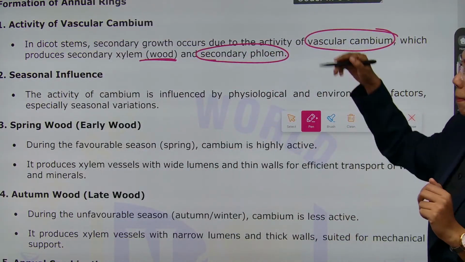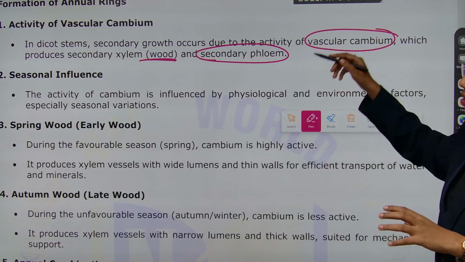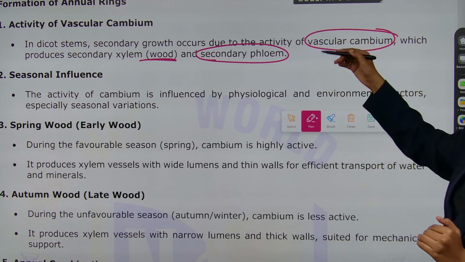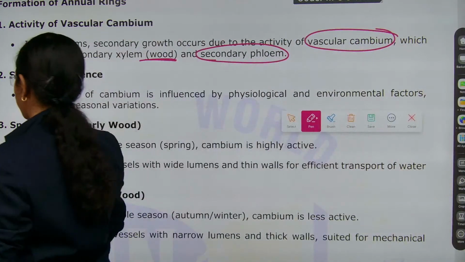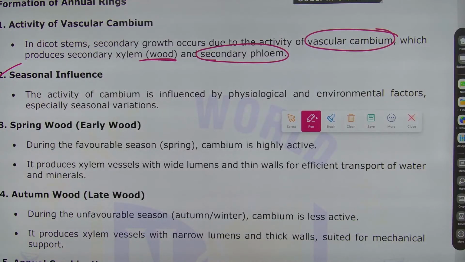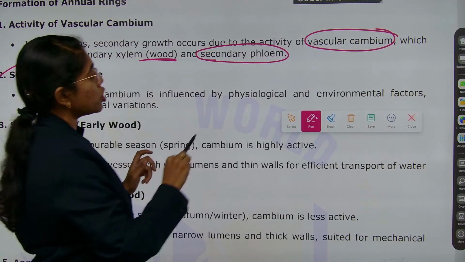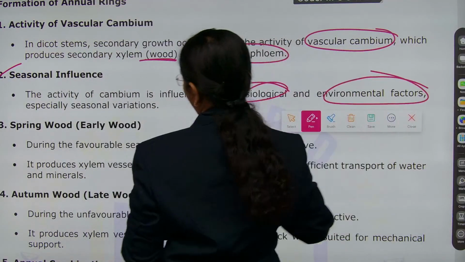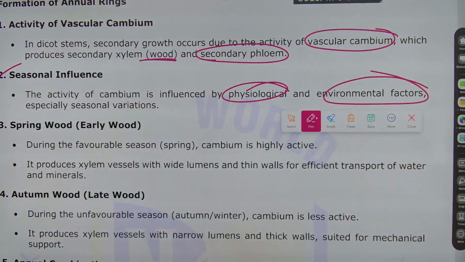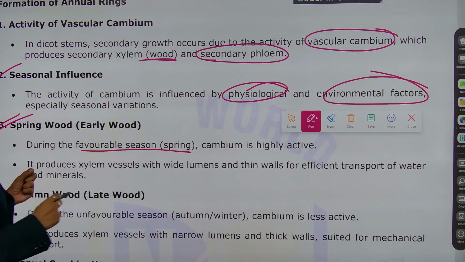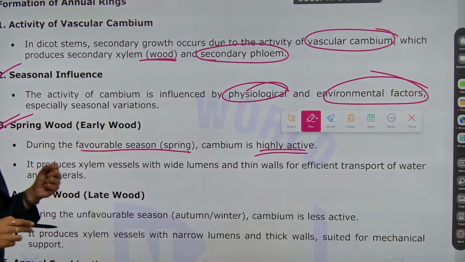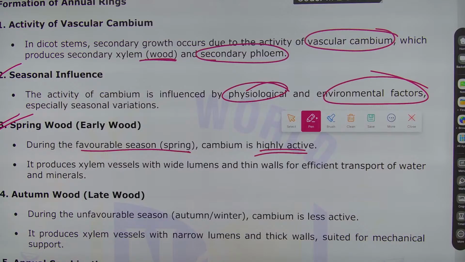You have to mention your answer, present your answer sequentially. Highlight all the points, all the subheadings and mention. Then your answer looks impressive. So here, seasonal influence: the activity of cambium is influenced by physiological and environmental factors, especially seasonal variations. Next is spring wood or early wood that is formed. This is during the favorable season, that is in spring, where the cambial activity is highly active, and then it produces xylem vessels with wider lumens.